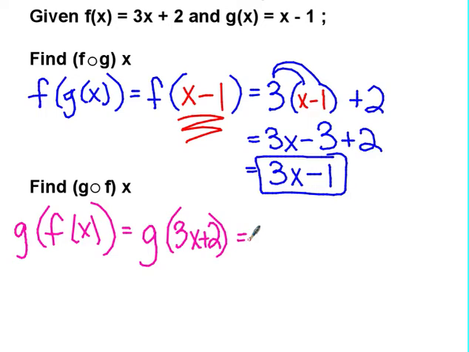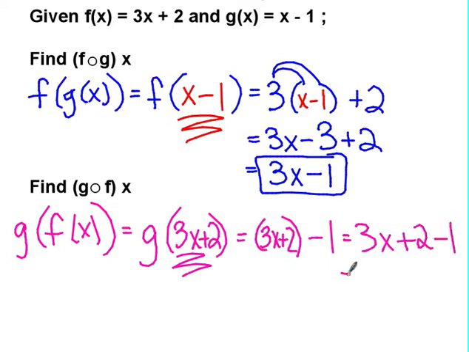Well, what does the g function do? It takes something minus 1. What's the something? 3x plus 2. So it looks like I have 3x plus 2 minus 1. When you simplify, you get 3x plus 1.